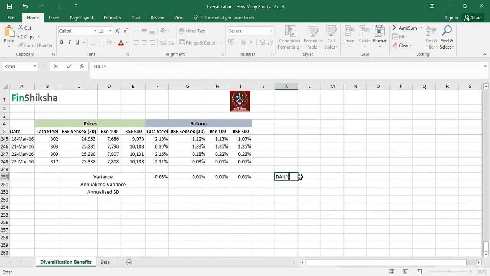This is daily returns variance, variance in daily returns. We already see that individually Tata Steel has a bigger variance than what the market would have. How do we annualize it?